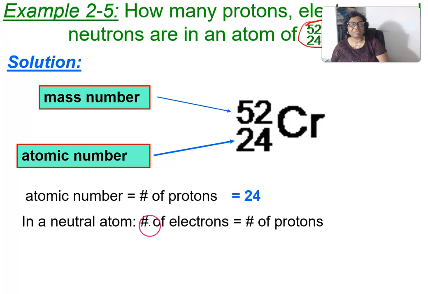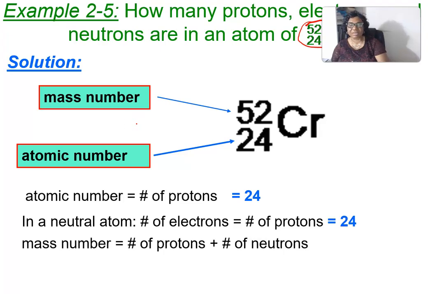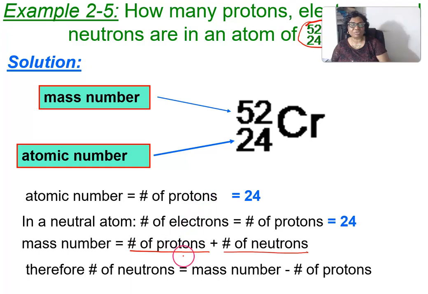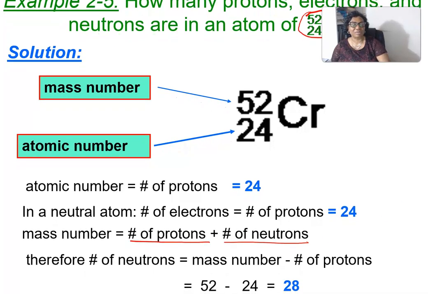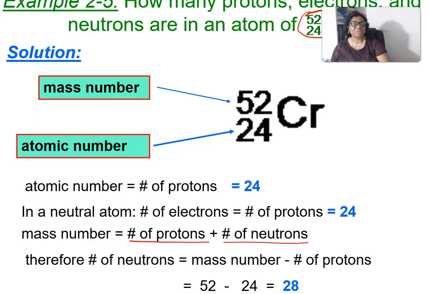In a neutral atom, the number of electrons equals the number of protons. So this will give us another 24 for the number of electrons. Our mass number is the number of protons plus the number of neutrons. So the number of neutrons is therefore mass number minus number of protons. And when that is done, our number of neutrons is 28.